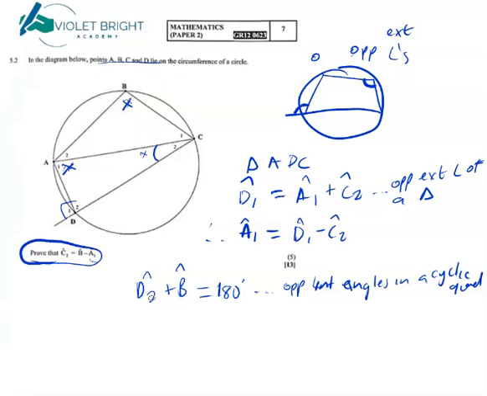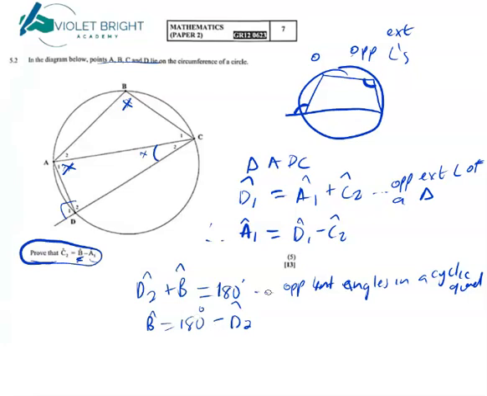So now we use that. Now we can do this in terms of b. Whatever we see here, we do it in terms of b. So now we know that b is equal to 180 minus d2. So now 180 minus d2.